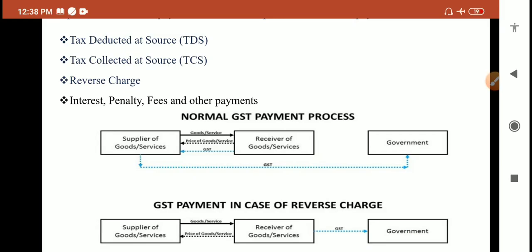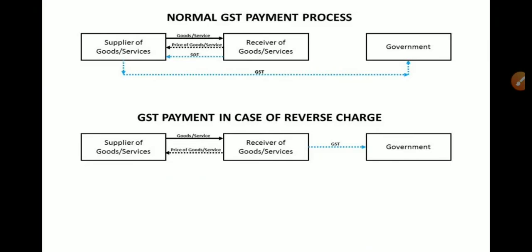So here the supplier will supply the goods and the price is collected by the receiver of the goods. Then the GST is payable by the receiver of the goods, but not by the supplier. So the GST is paid to the government by the receiver of the goods. So this is the reverse charge mechanism. Okay, so here are the normal payment and the reverse charge mechanism. Next we'll go to the next concept. This is already completed. Next is how to calculate the GST payment to be made.